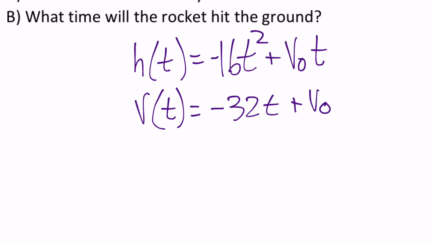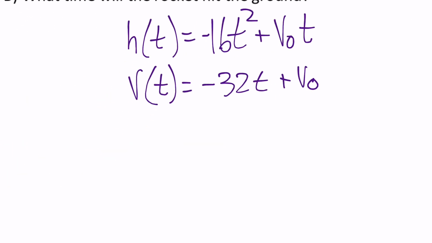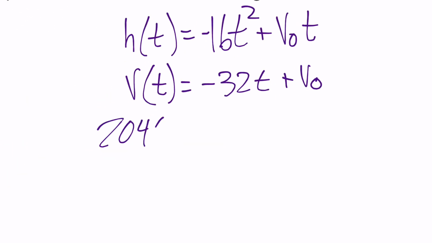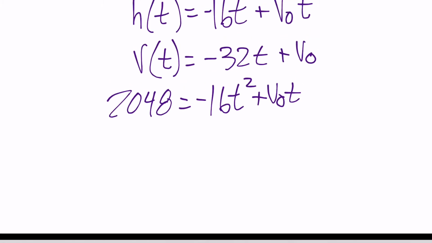So we get a system of equations by saying the maximum height, which was 2048, equals negative 16 t squared plus v naught t. That t now represents the time it takes to reach the maximum height, and at the maximum height we know the instantaneous velocity is 0, so 0 equals negative 32 t plus v naught.